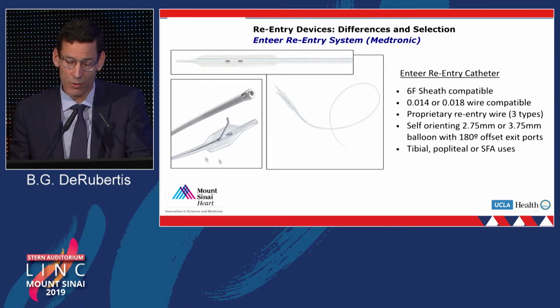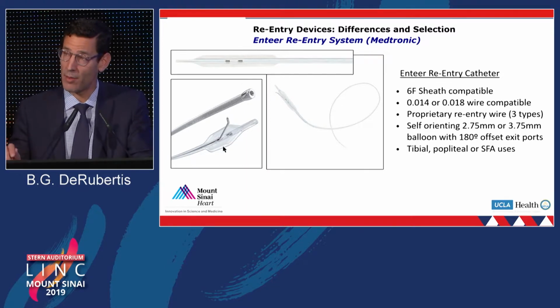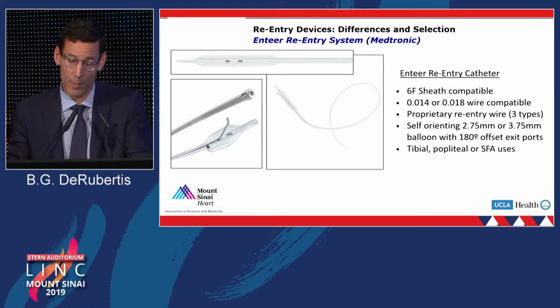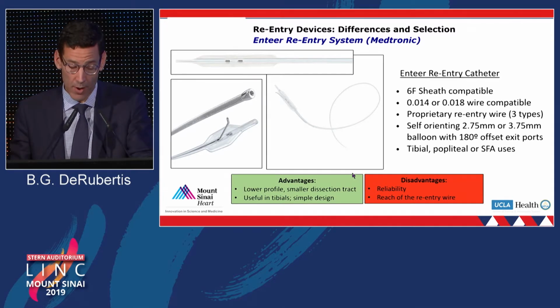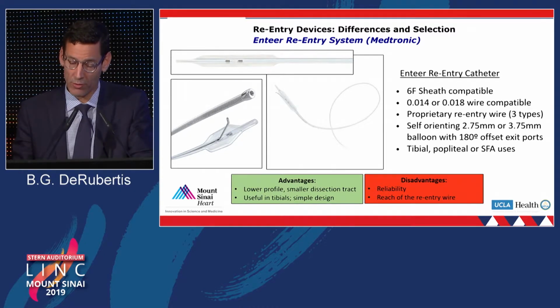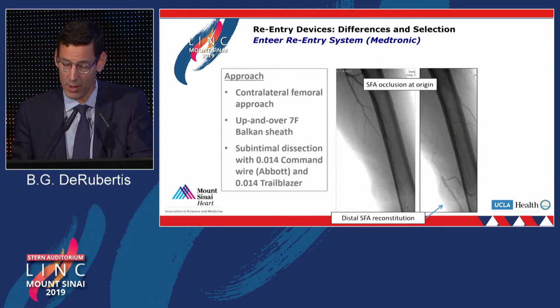The Interior catheter is interesting. It's a pontoon-shaped balloon, so two different balloons here with entry ports on either side of this flat balloon. One port, the proximal port here, you can see is where the wire's coming out. If your lumen is on the other side of this flat balloon, you pull this wire back, turn it 180 degrees, and come out this other port over here. Advantage of this is lower profile, smaller dissection tracks are generated when you pass this device, and it is useful in the tibials. Reliability, I think, is not as good as the Outback, but it can be quite helpful.